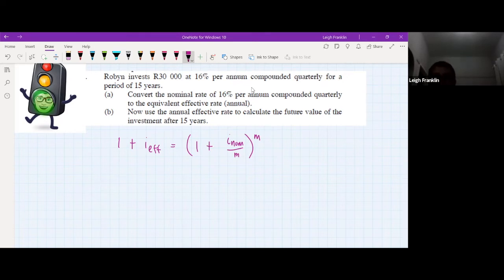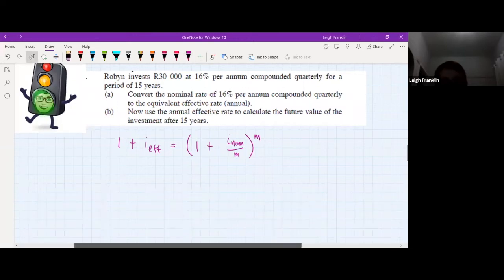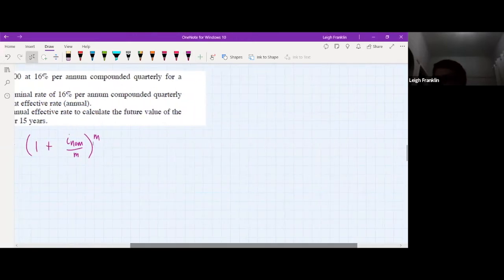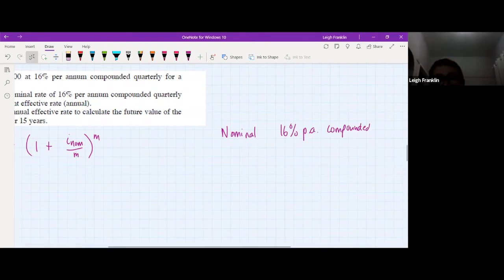Okay, so what I'll do here, can you see, Lee? I know it's a bit difficult to understand when someone's talking. Okay, so nominal, for example, is something like 16% per annum compounded monthly. Because the rate quoted is per annum and it's compounded monthly.